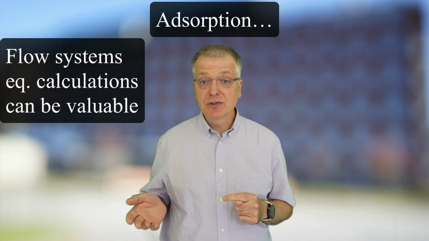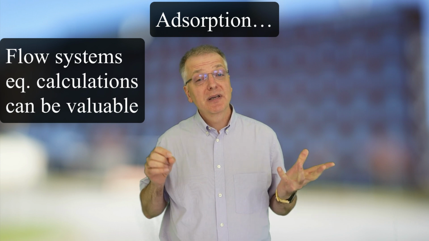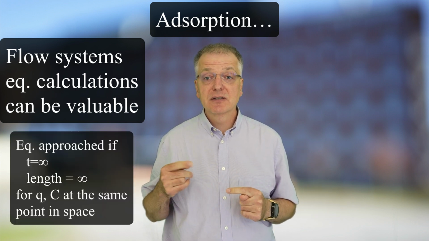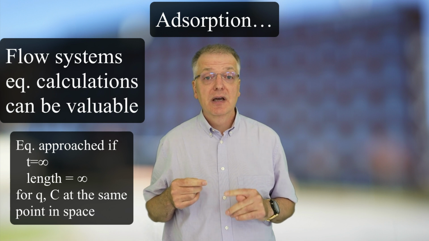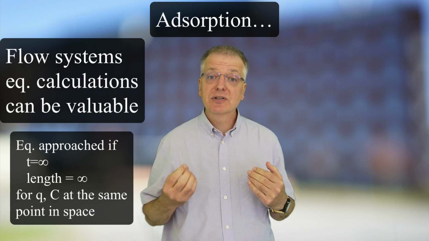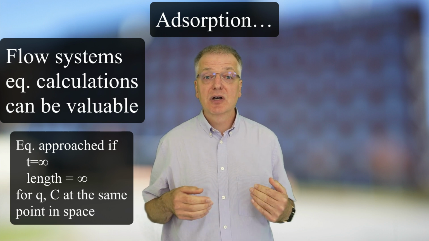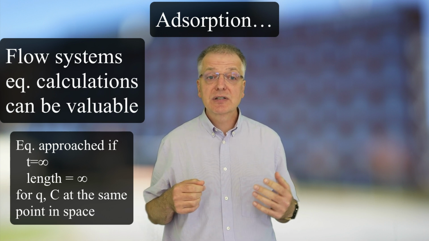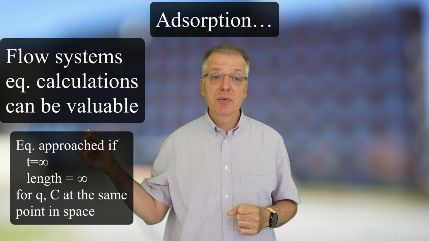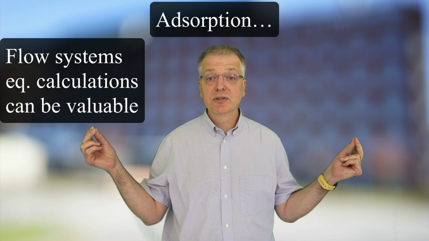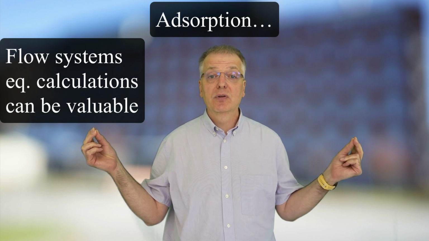In a continuous flow system, Q and C can only be in approximate equilibrium with each other if the residence time is very long and if Q and C represent the concentrations at the same point in space. You can't, as many students have done on exams, take the concentrations in the liquid at one point in the equipment and assume that to be in equilibrium with the concentration on the adsorbent at some totally different point in the equipment.